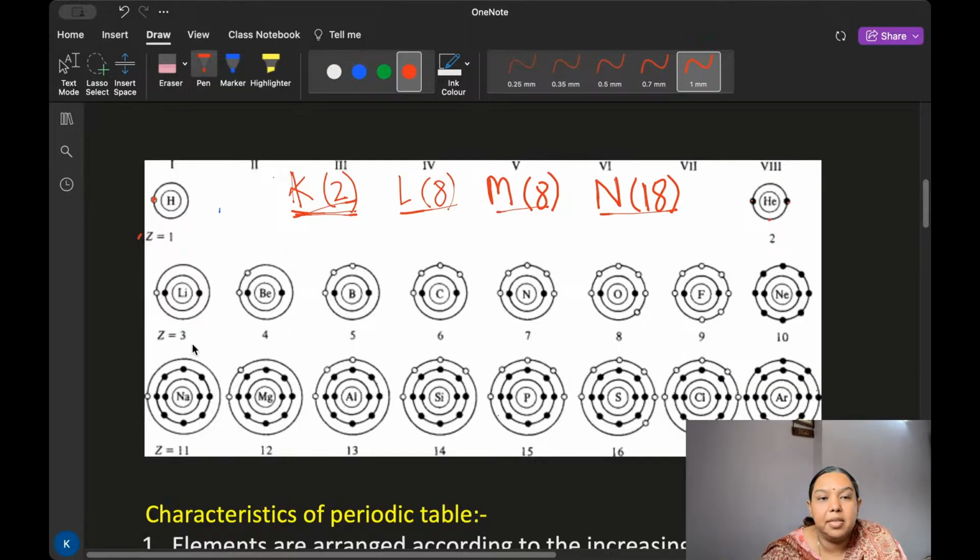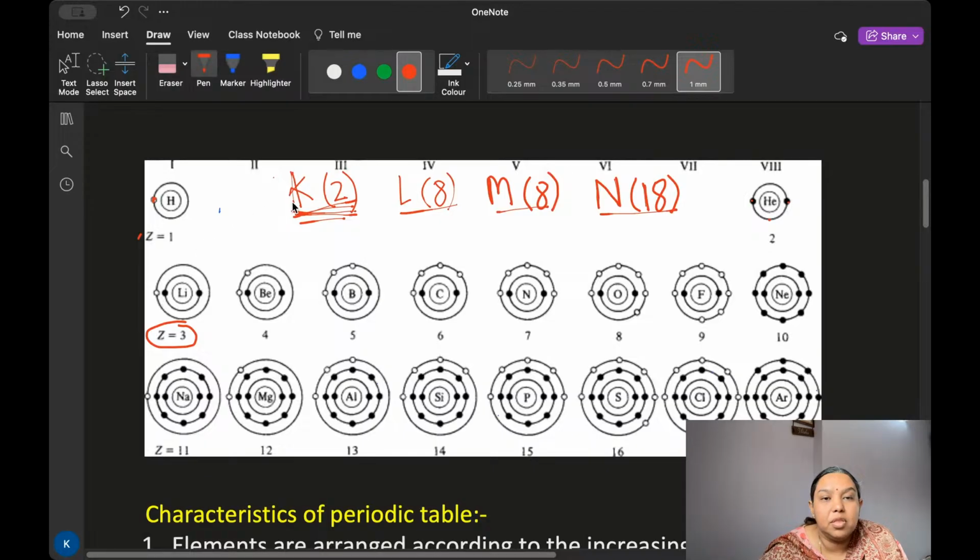The next element is lithium with atomic number 3. Z is equal to 3. K shell has a maximum capacity of 2, so in the first shell, K shell, you see 2 electrons here. And the remaining 1 electron goes to L shell.